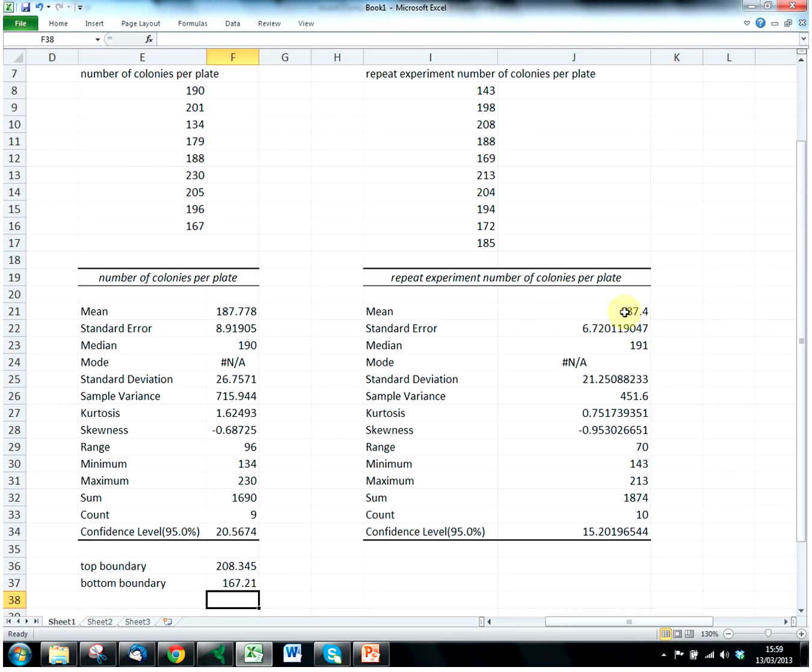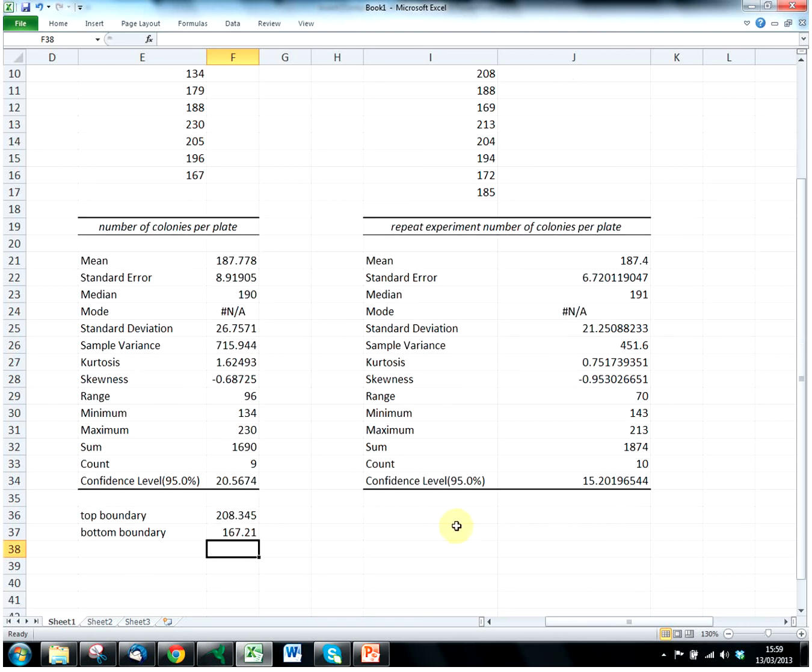I get another mean here. Actually, this is just by default. It is very close to the first sample mean, but it doesn't have to be that close. We get a standard error. We see that the standard error of this sample is considerably smaller than for this sample. And again, we get a confidence level here.